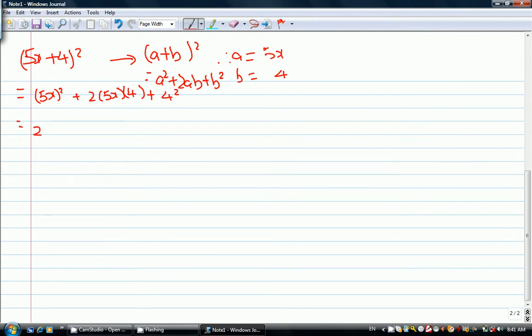What you get is 25x squared. 5 squared is 25, x squared is just x squared. And you multiply the numbers first. 2 times 5 is 10, 10 times 4 is 40, so you get 40x, plus 16. 4 squared is actually 16, so that's your answer.